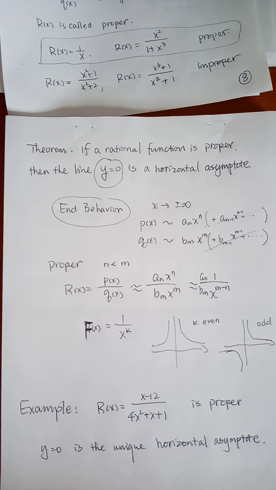Okay, we stop here and we will continue the discussion of oblique asymptotes for the improper rational function in the next part. Okay.